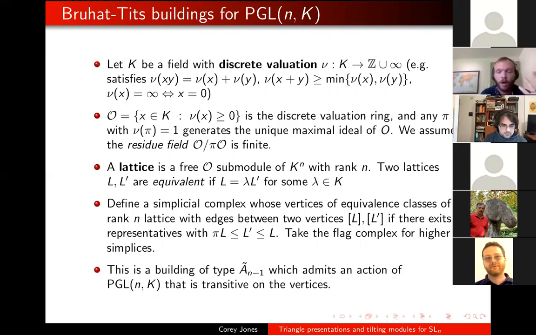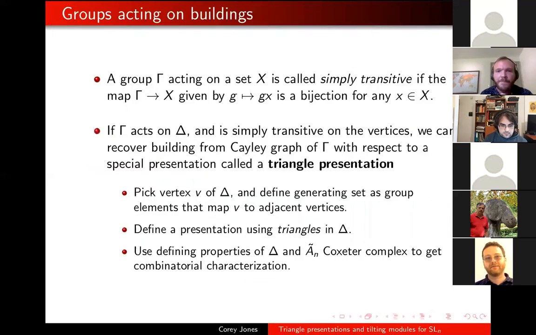Okay. I'll give you a more combinatorial characterization in a minute, and the way that we're going to do that, just recall a definition. If a group is acting on a set, the action is called simply transitive if the map from the group to the set given by g maps to g·x is a bijection for any x. And of course, it's sufficient to just say it's a bijection for a single x.